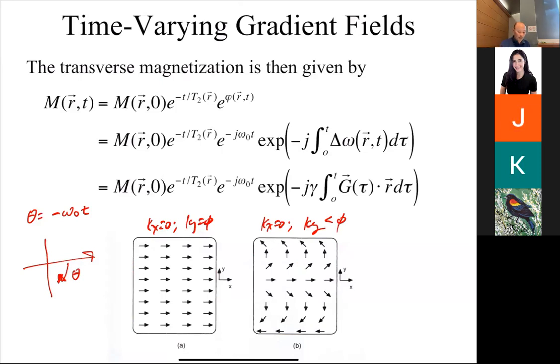And just remember, in this class, by definition, we're always looking at things of the form exponential minus j 2 pi kx x plus ky y. And so that's the minus sign.